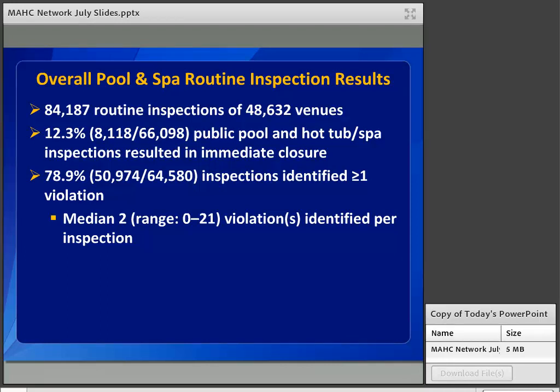The median number of violations was 2, with a range of 0 to 21, so some inspections found as little as no violations. Others identified 21.